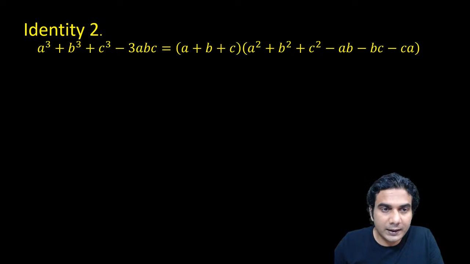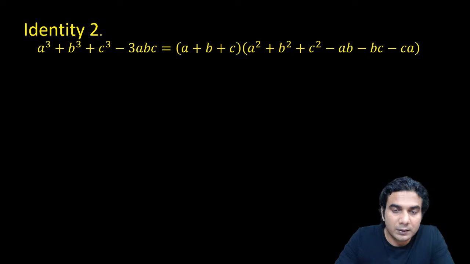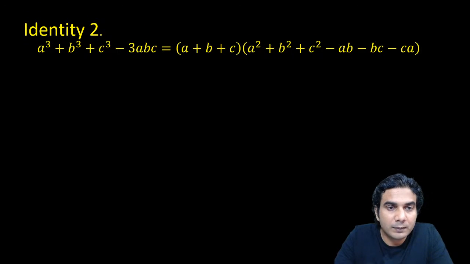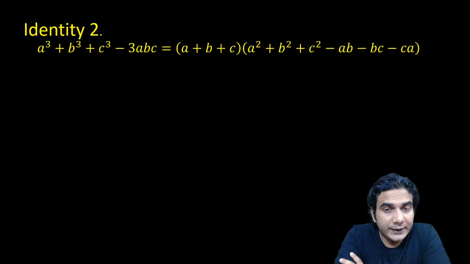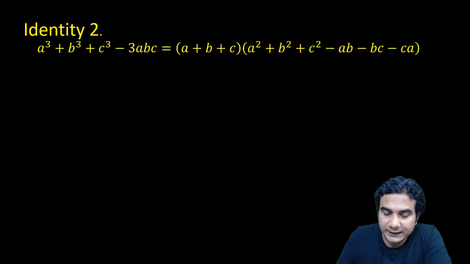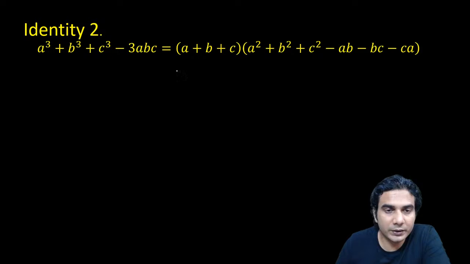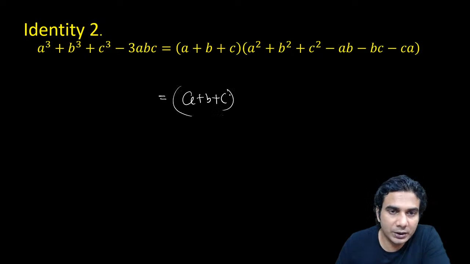So this is another identity: a cube plus b cube plus c cube minus 3abc is equal to a plus b plus c into a square plus b square plus c square minus ab minus bc minus ca. This is a very important formula, right? This can also be written as a plus b plus c, and the right-hand side you can change.